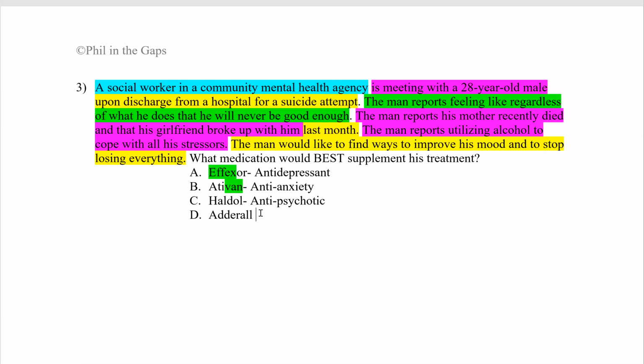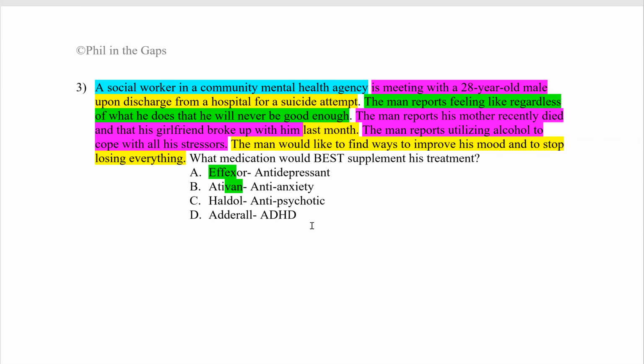And then D, Adderall is going to be an ADHD medication. So let's look back at the question to see what we're looking at in particular. So quick review. Social worker, community mental health agency, 28-year-old male, upon discharge from a hospital for a suicide attempt. So there may be some depression going on.